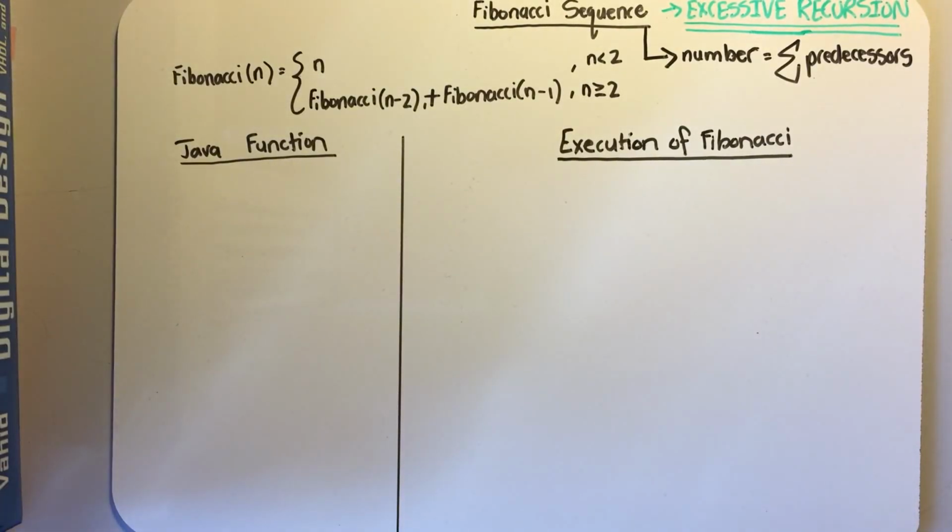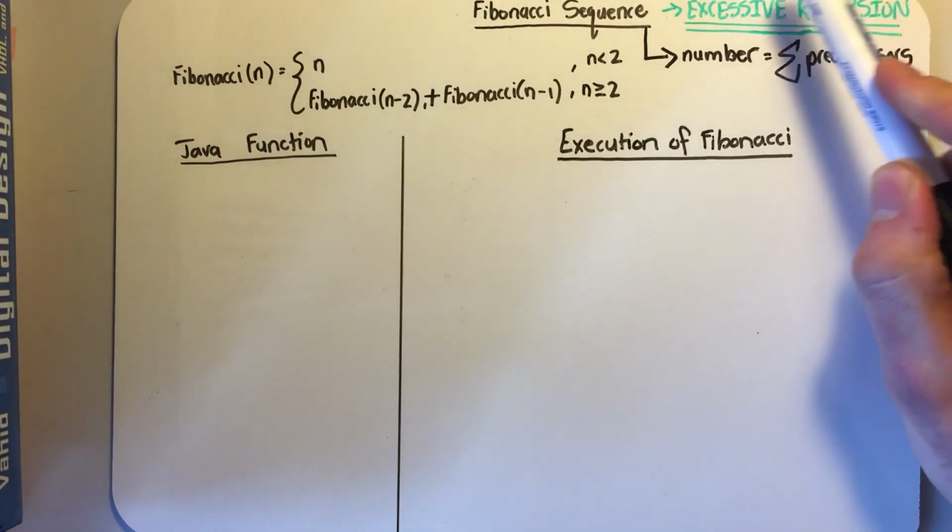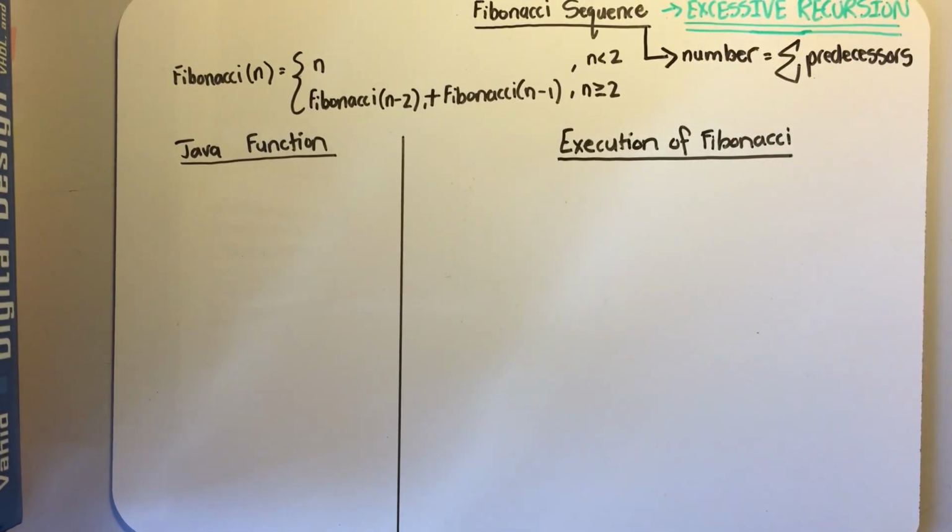So now I'll look at an example of recursion. This is known as the Fibonacci sequence, and this is an example of excessive recursion. In other words, too much recursion. So what does the Fibonacci sequence state?